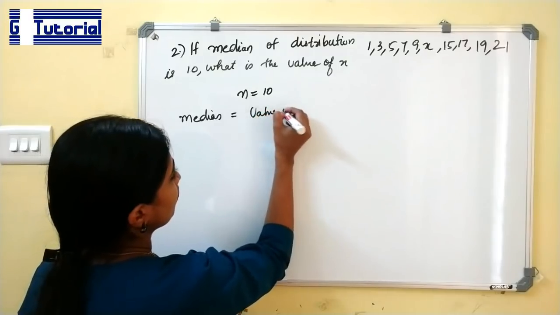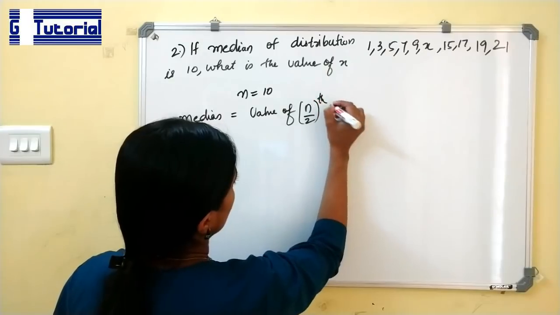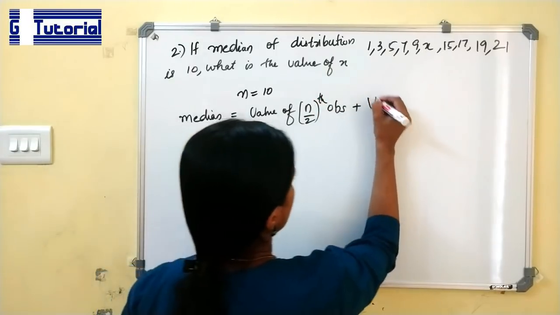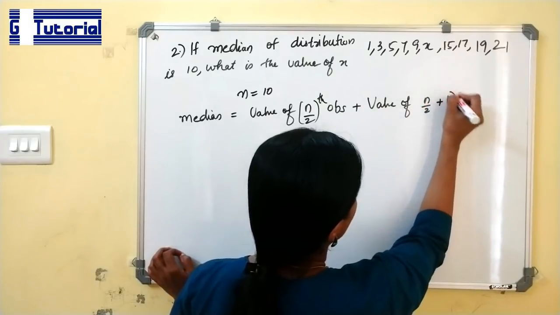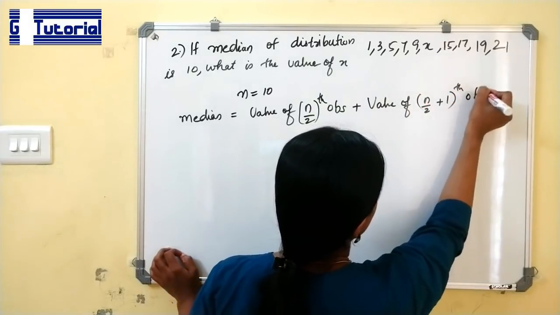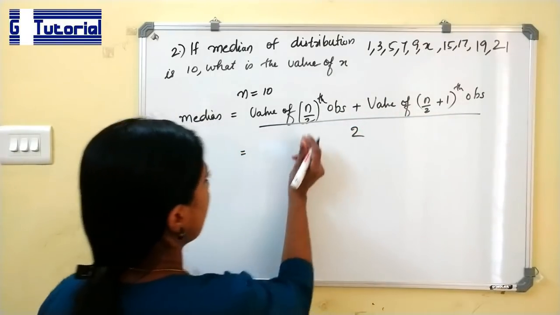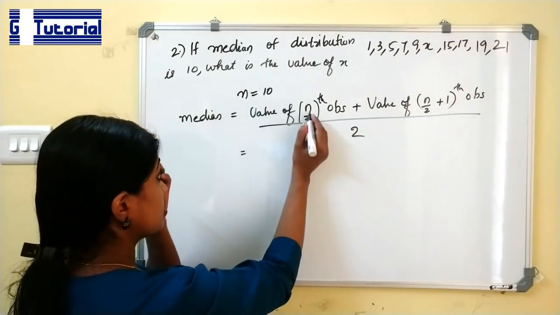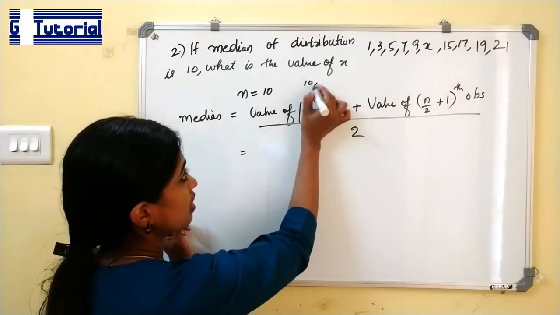value of n by 2 observation plus value of n by 2 plus 1 observation divided by 2. So here value of n is 10. So value of n by 2 is 10 by 2. 10 by 2 is 5.